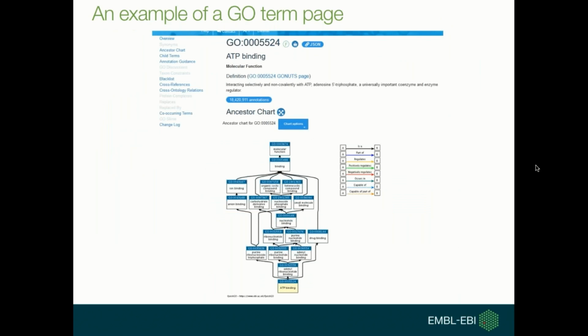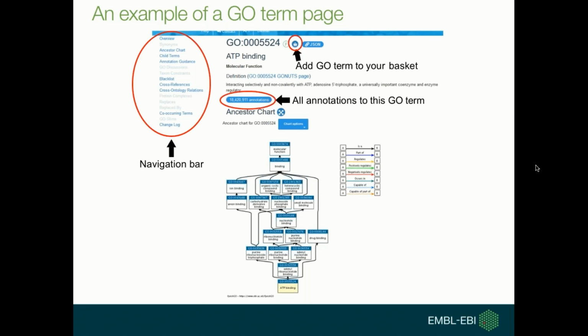So if we were to go ahead and look at a GO term page, in this case, we're going to look at ATP binding. Let's actually take a look at what it's made up of. We have on the left-hand side our navigation bar that you can just click to get to the section that you're most interested in. We have an option to add the GO term to your basket, and also an option again to view all annotations to this GO term.